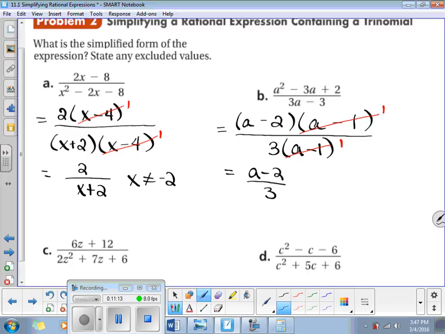Now looking at that problem, is there any value of a that I have to throw out? No, because there's no variable in the denominator of this fraction. Does everybody see that? So there are no excluded values.